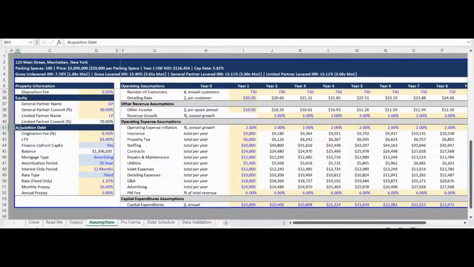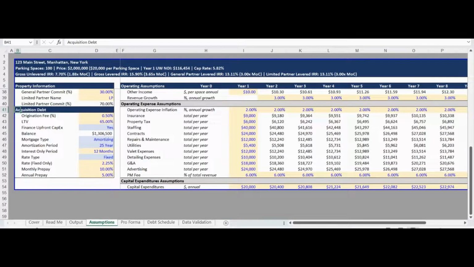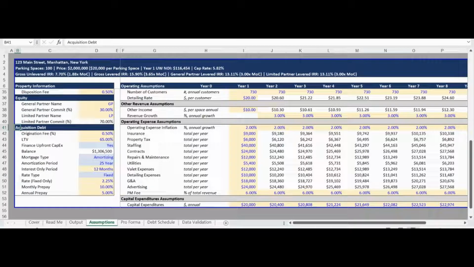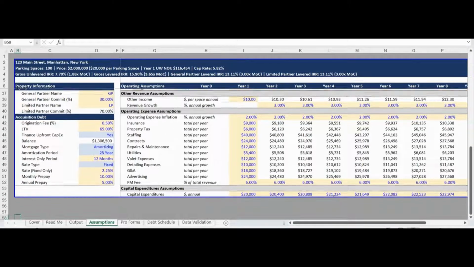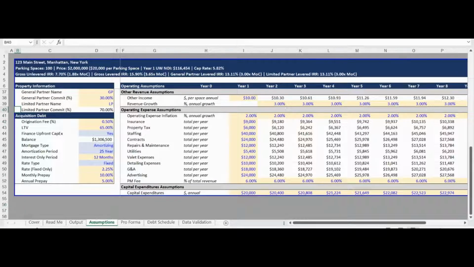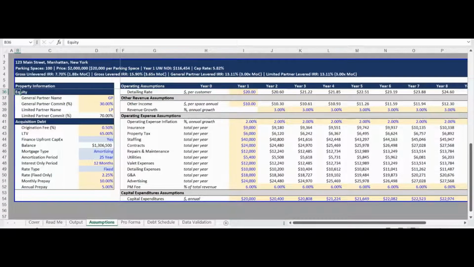Equity inputs are provided next, including the percentage equity contribution from general partners as well as limited partners. The debt assumptions are input next before working on the operating assumptions. The debt assumptions include the loan-to-value, interest rate, and if the loan is amortizing or interest only. The model is dynamic to accommodate an interest-only period within an amortizing mortgage, if applicable.